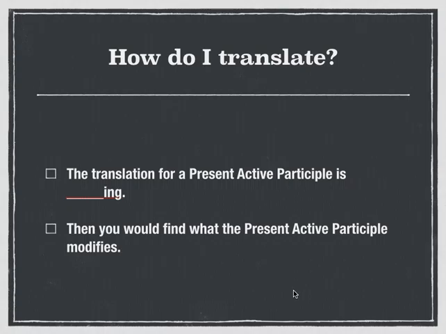All right, so how do I translate? So when you see the present active participle in the sentence, now that we've just learned how to find that, the translation is "blanking." So walking, talking, etc. And then you also have to find out what the present active participle modifies.